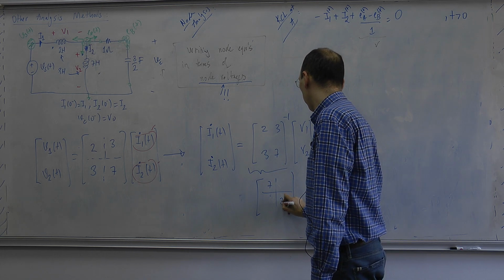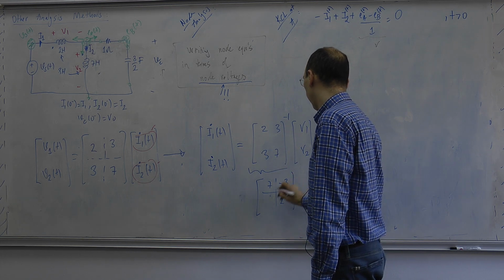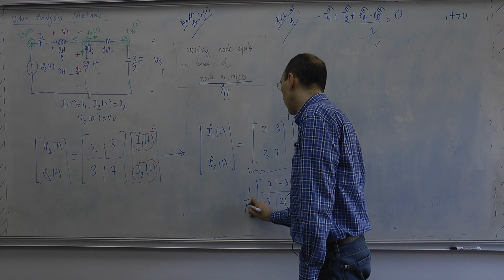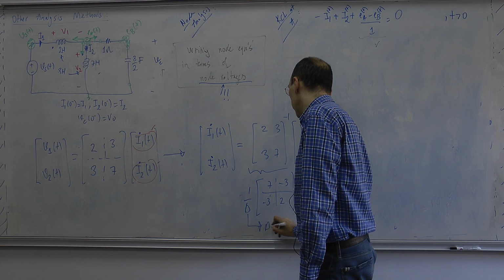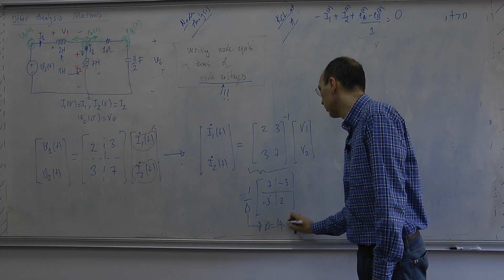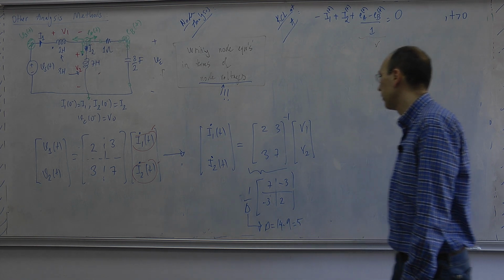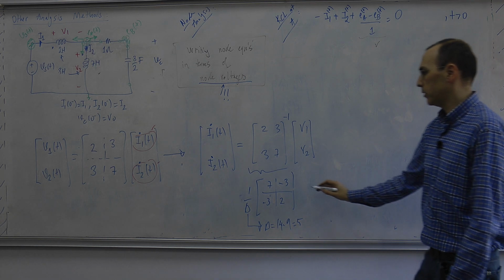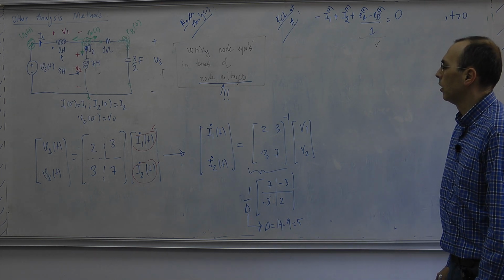Exchange, alter the sign. And you have 1 over delta. What is this 1 over delta? 14 minus 9. It is 5. Okay. So I have found this matrix as such.